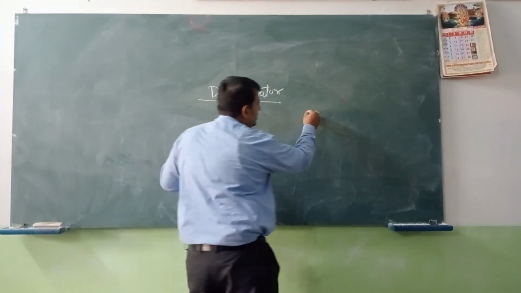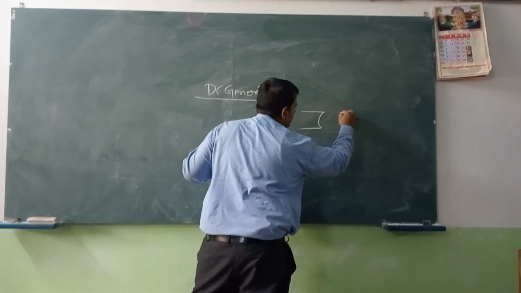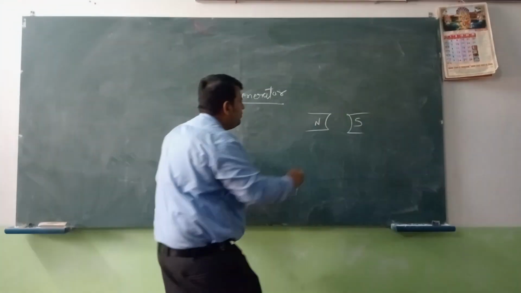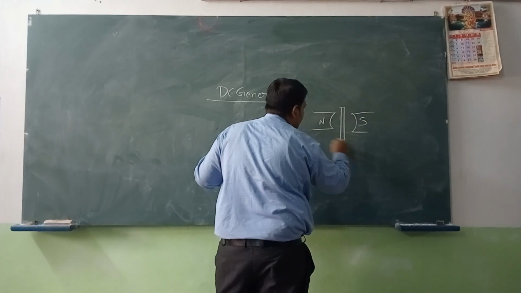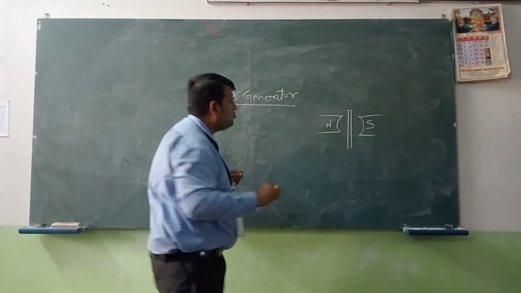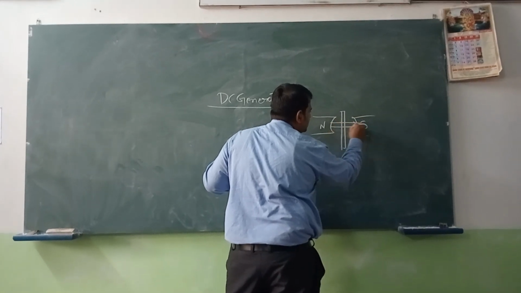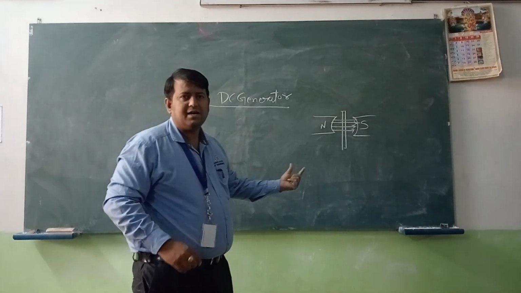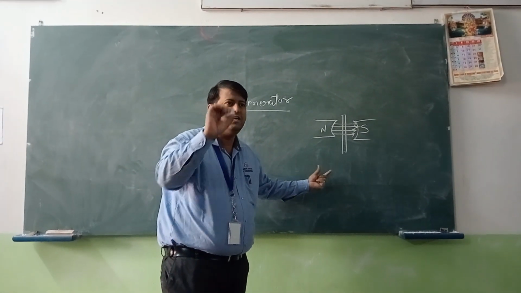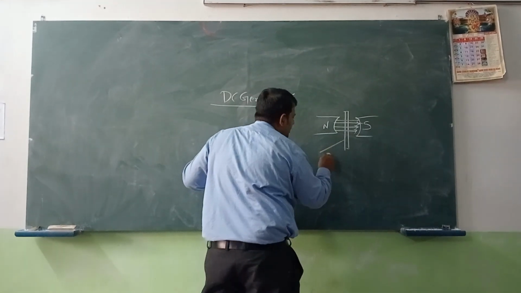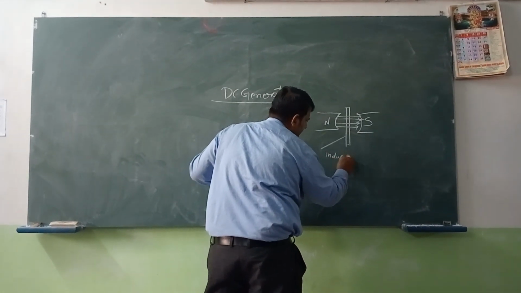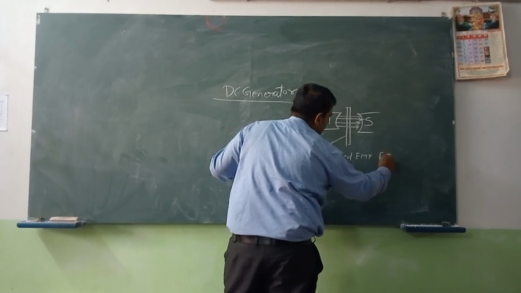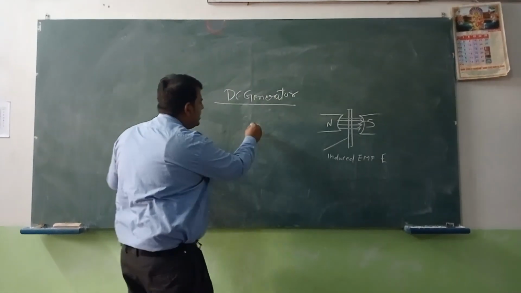See here, this is the north pole and this one is the south pole. If you place a conductor inside the magnetic field, the magnetic lines of force always pass from north pole to south pole. Whenever a conductor is placed inside the magnetic field, an induced EMF, that is E, is generated.